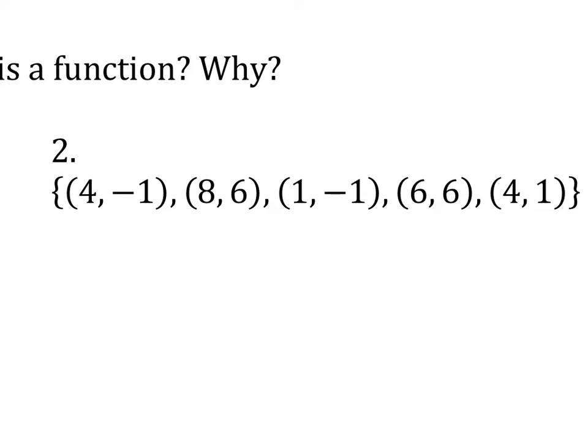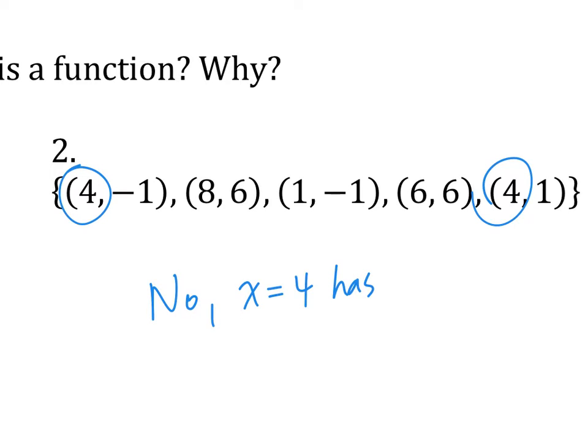Why is this not a function? Sorry, Lauren. 4 has 2 outputs. 4 has 2 outputs. That's correct. So y can have 2 inputs, but an x can't have 2 outputs. Exactly. Correct. Okay.